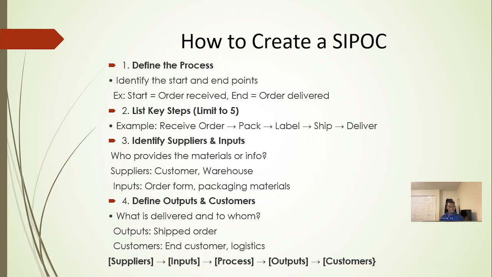For the third step, we have to identify suppliers and inputs: who provides the materials or info. Suppliers might be the customer or warehouse. Inputs can be the order and packaging materials. The fourth step is to define the outputs and customers: what's delivered and to whom. For example, outputs can be the shipped order, and customers can be end customers or logistics.